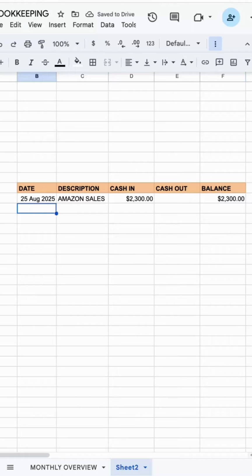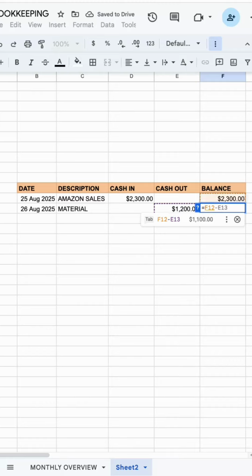So next, let me go and say on 26th August 2025, there's going to be a transaction where I'm going to buy the material. So here it's going to be a cash out. So I'll say $1,200. So here the formula is going to be whatever is the balance plus my cash in subtracted by the cash out. So that's going to be the formula. So here I have my balance. So I can just fill this formula completely for the entire balance column over here.